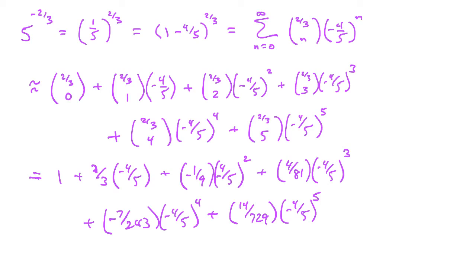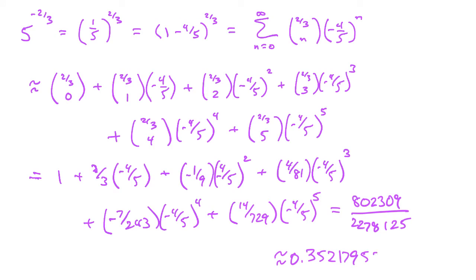Which, if we evaluate all of this, gives us 802,309 over 2,278,125. Which, if we then look at the decimal approximation for that, we have approximately 0.352179354. And so our decimal approximation, rounded to 3 decimal places, is approximately 0.352.